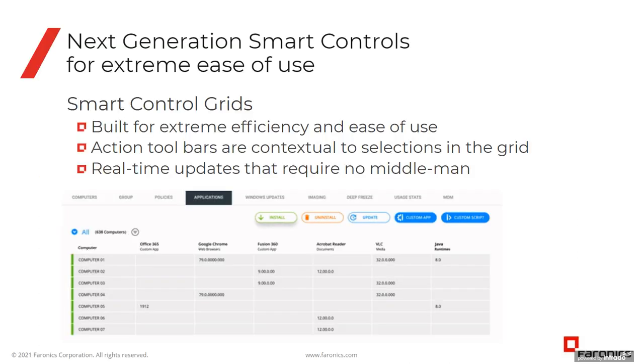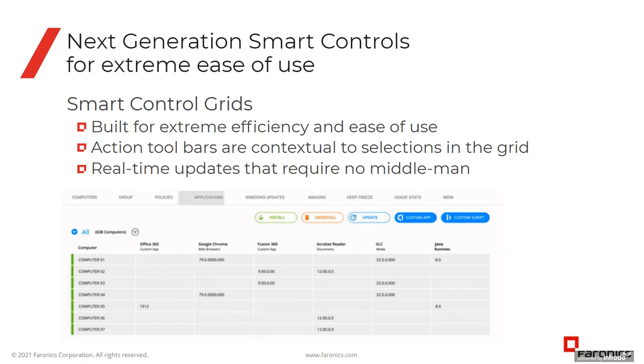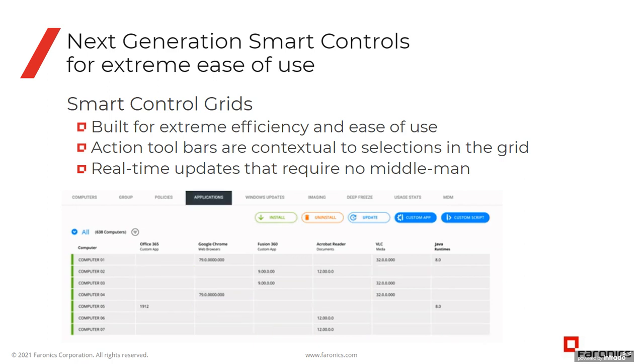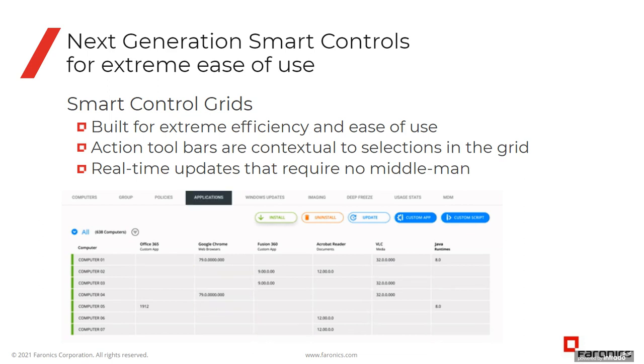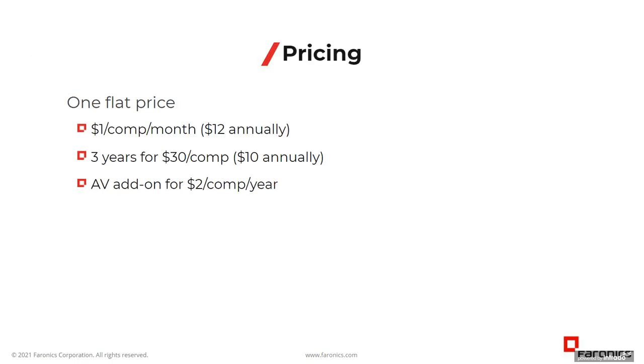And so what you'll notice is everything that I demonstrate to you today is extremely efficient and easy to use. All the grids that you'll see are smart control grids, as we like to call them. Everything is actionable. It's all real time. There's no middleman required. So you could be sitting on a beach in Hawaii and managing 500 computers that are back at home in your corporate office. And that end user doesn't even have to be in the corporate office. They could be working from home as well. So in today's COVID times, you can also manage those computers even if they're working from home.